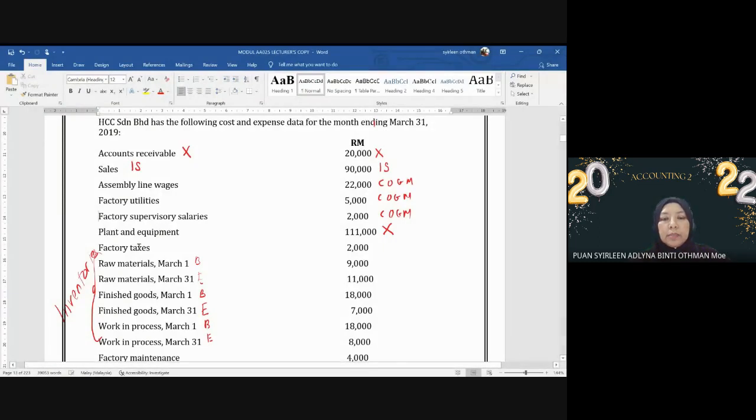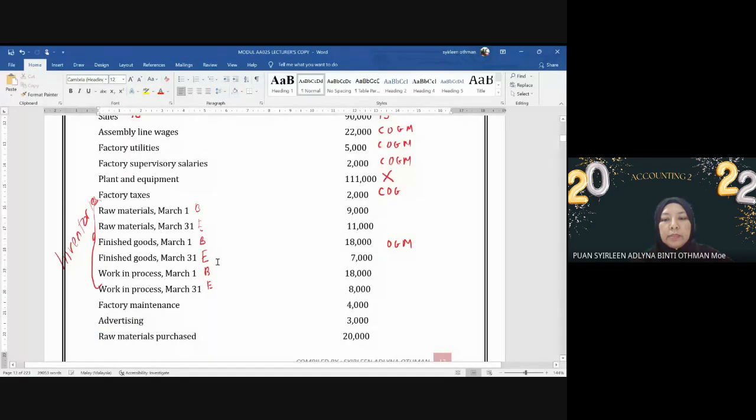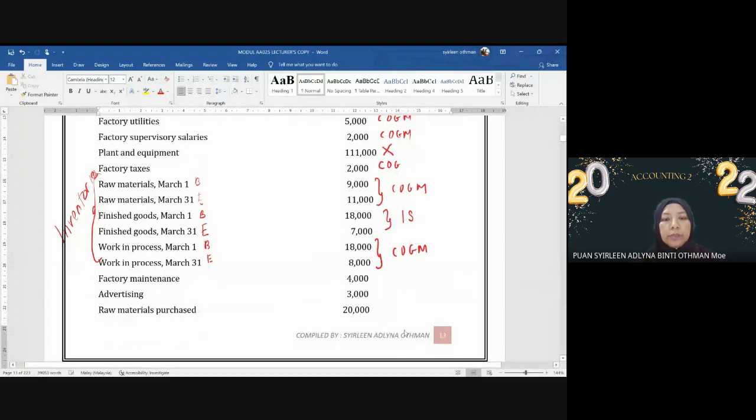Factory taxes. That is bayaran expenses, tapi berlaku dekat kilang. So that is your MOH. Dia akan masuk COGM. Okay. Alright. Raw materials. You ada a few raw materials dekat sini. Okay. So untuk raw materials ni masuk COGM. Okay. Untuk work in process pun masuk COGM. Yang dua ni masuk income statement. Alright. Okay, factory maintenance, that is actually MOH. So dia masuk COGM.